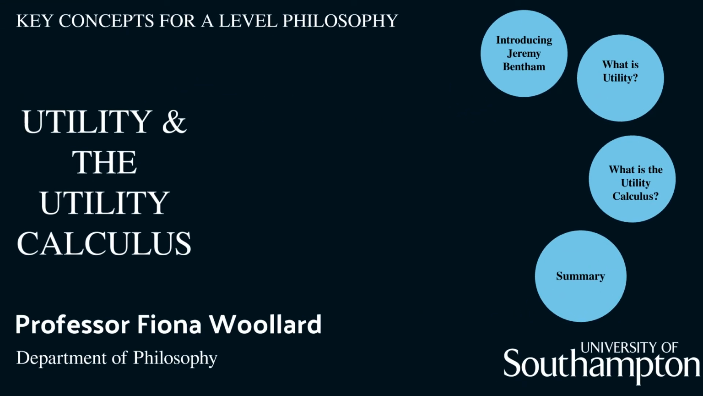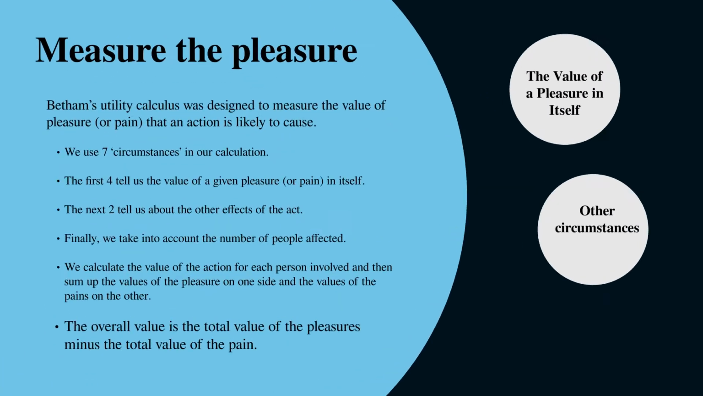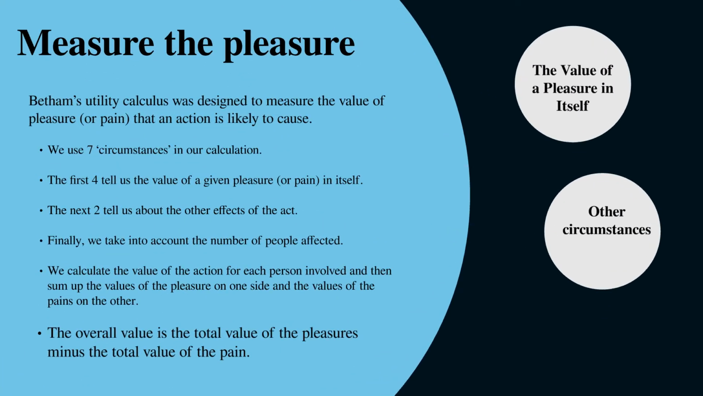Let's now turn to the utility calculus. Bentham's utility calculus was designed to measure the value of pleasure or pain that an action is likely to cause. We use 7 circumstances in our calculation. The first 4 tell us the value of a given pleasure or pain in itself. The next 2 tell us about the other effects of the act. And finally, we take into account the number of people affected.